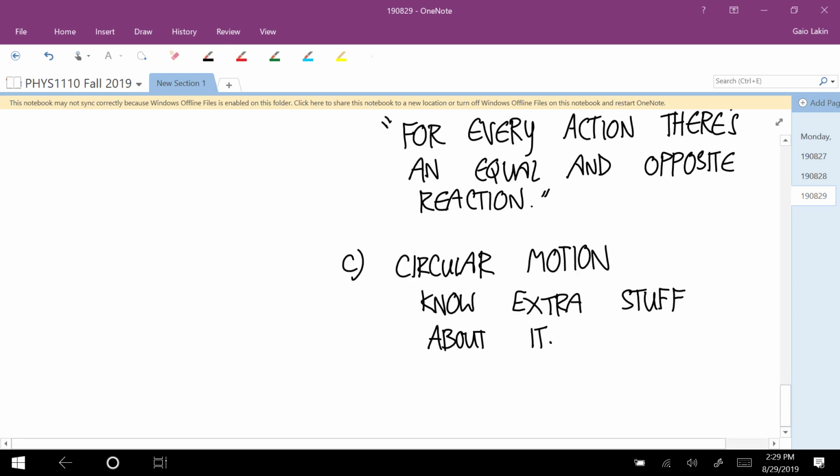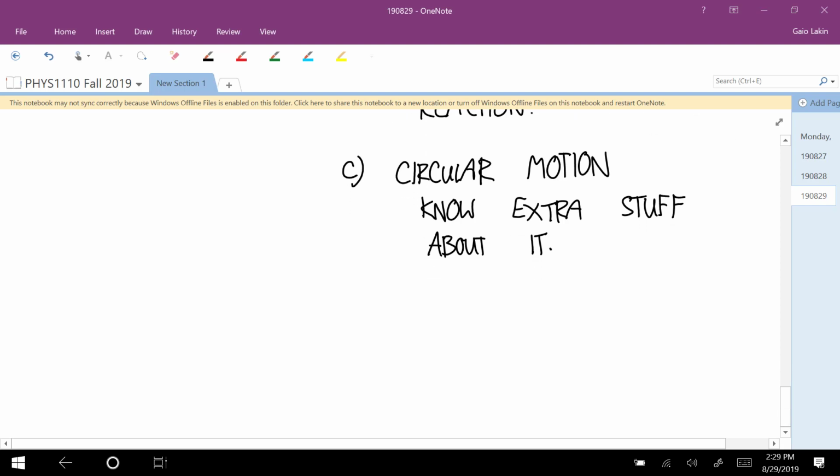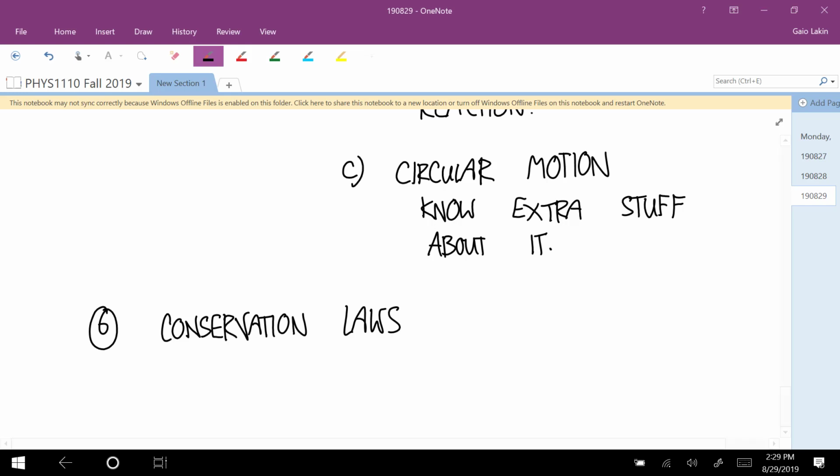Okay, so that's the end of two-dimensional particle kinetics. And after that, we're going to go on to conservation laws. This is number 6. Conservation just means something stays the same over time.